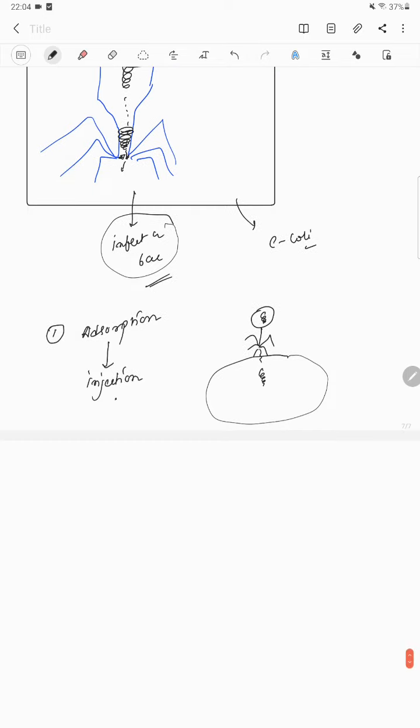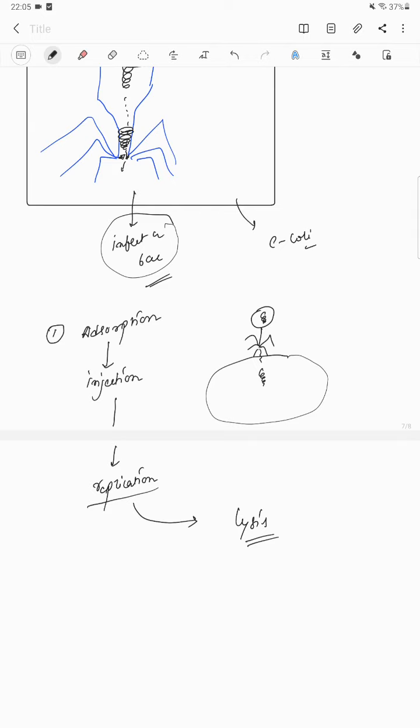Now what is the third step? The third step is replication. Now what does replication mean? Replication means this viral DNA is going to replicate in the body of the bacteria, and ultimately it is going to do lysis. That is, it is going to break the cell wall of the bacteria, and it is going to destroy the bacteria. So these are the four steps by which a bacteriophage infects a bacteria.